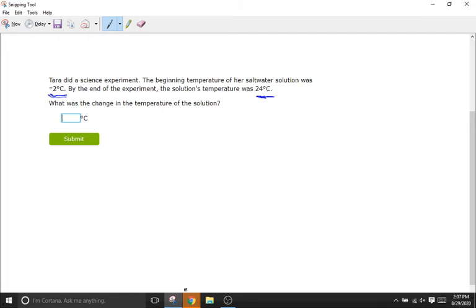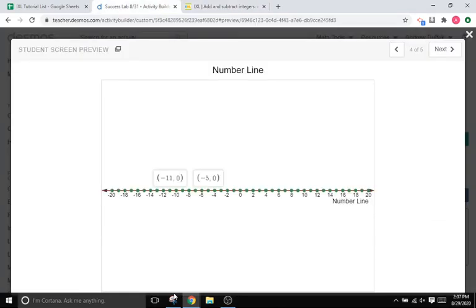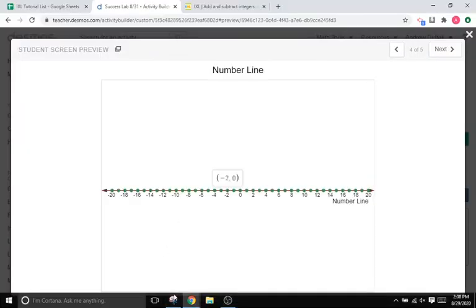All right, so let's go to our number line. And it says that we are going to start at -2. So we're going to start here at -2. Okay. And then it says, let's see, by the end of the experiment, the solution's temperature was 24. So we're going to end up at positive 24 degrees Celsius. Okay, going back to our number line. It goes a little bit beyond this, but it's going to be about over here at 24. Okay. So -2 to 24.